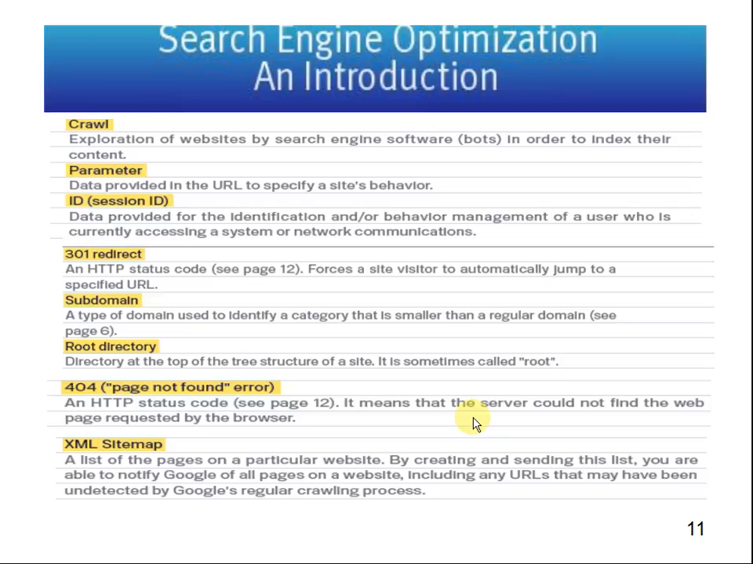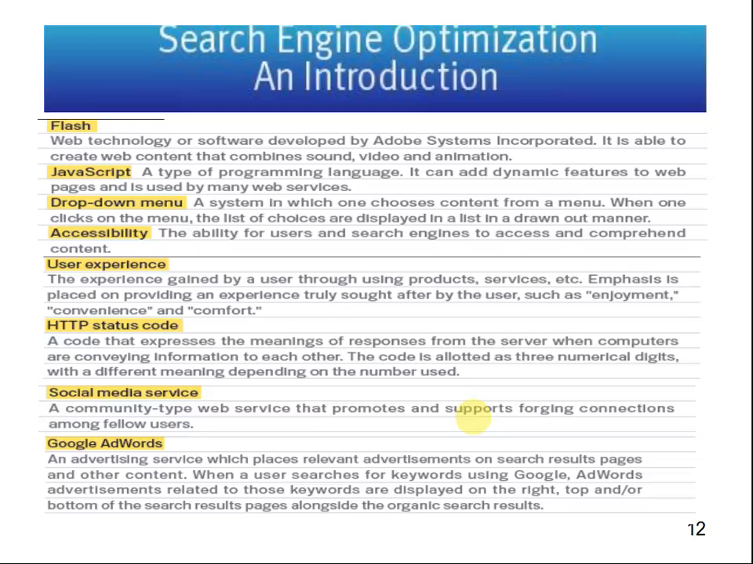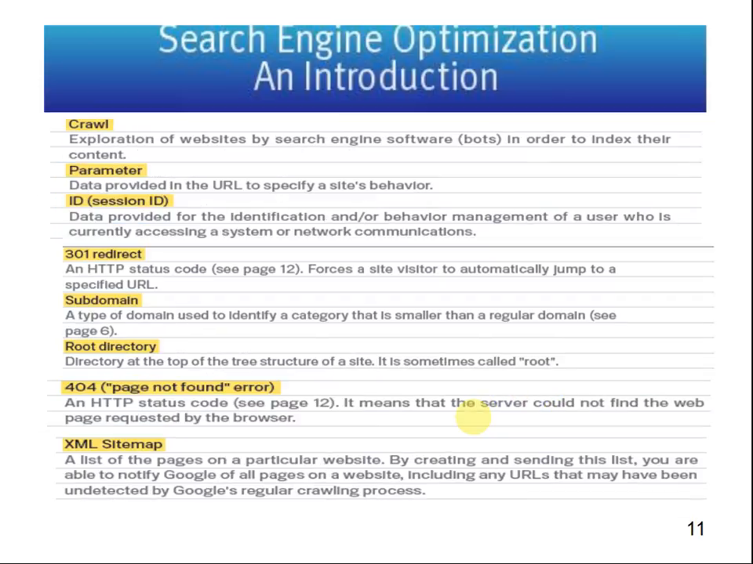XML sitemap. See, sitemap is one of the important factors for any search engine. Sitemap.xml, and sitemap can be a list of links or in the XML form. So sitemap shall have all the navigation links of the particular website, so that a search engine can come and crawl those links only.